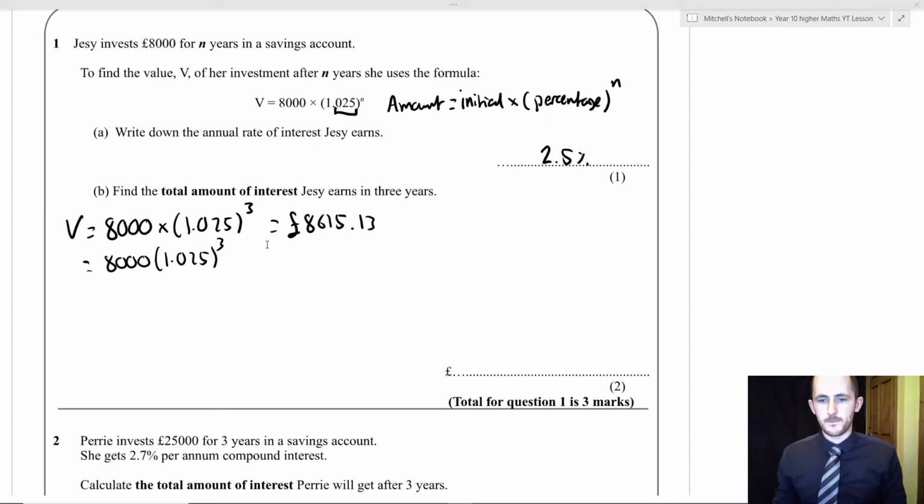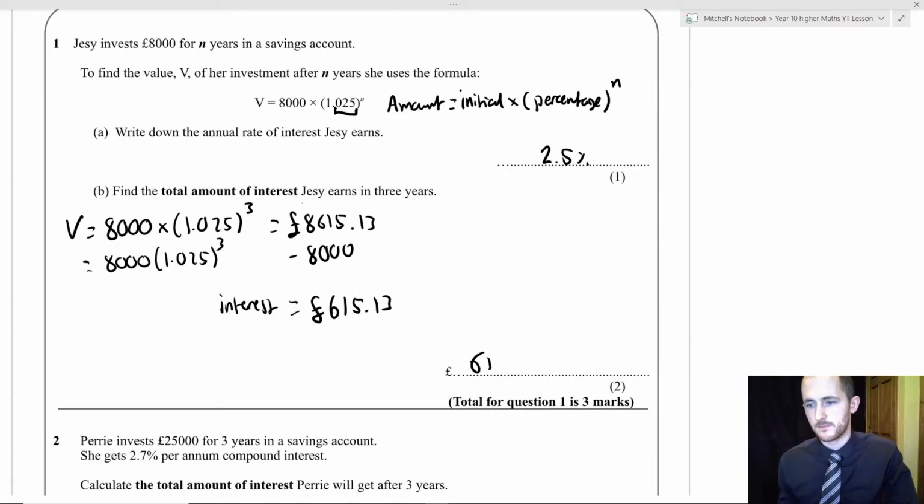Yeah. Now if you look at the original question, it says the amount of interest earned. So then yes, I will eventually. So to work out the amount of interest, all we do is we subtract the initial investment. So the actual amount of interest, so if I write interest, is £615, 13 pence. Well done, Lila. Exactly right. Okay? Exactly right. So not bad. 3 marks. I think that's pretty good. You can do it all on a calculator fairly quickly, fairly easily.